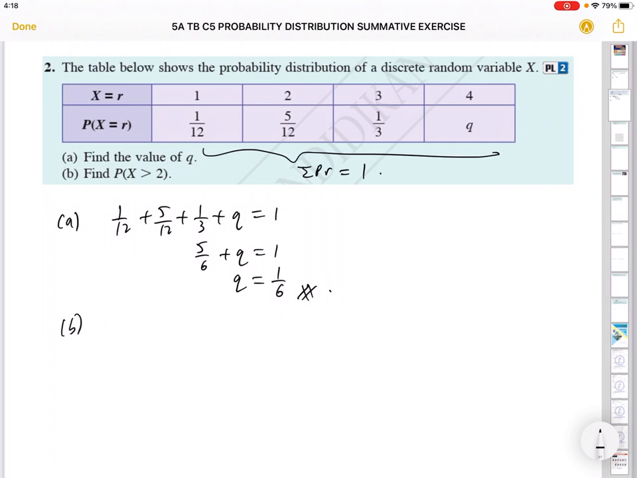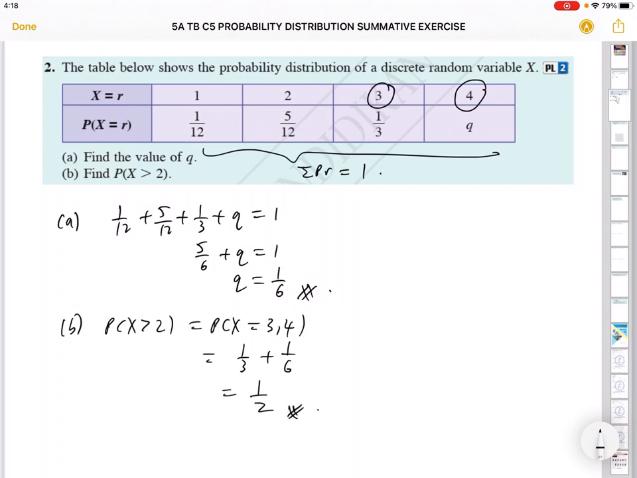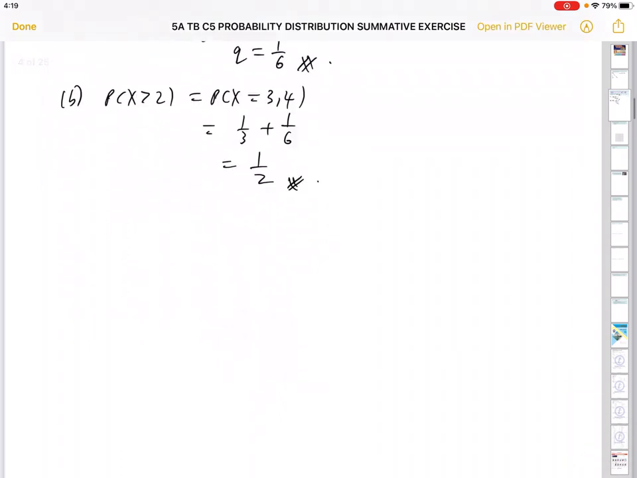For part B, we want to find the probability of X more than 2. More than 2 means it's either 3 or 4, right? So we can say the probability of X greater than 2 is the probability of getting 3 or 4, which is 1 over 3 plus Q, 1 over 6. Answer is half. Okay, moving on to question number 3.